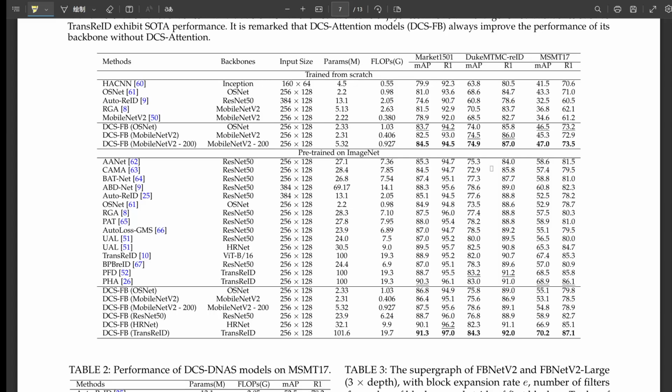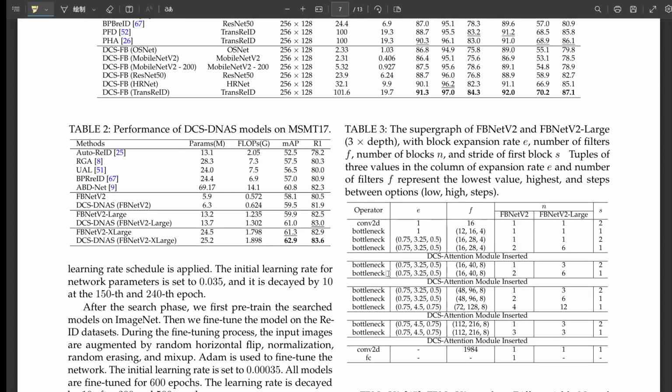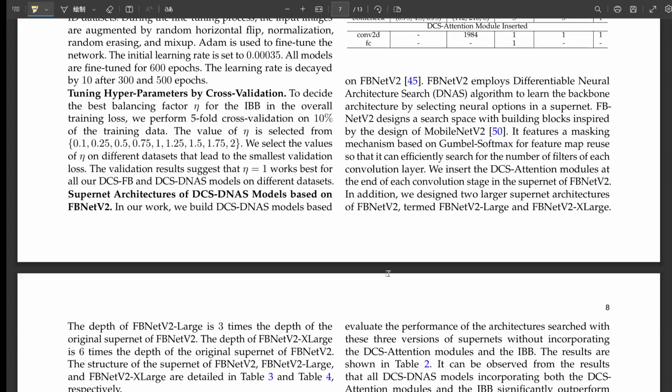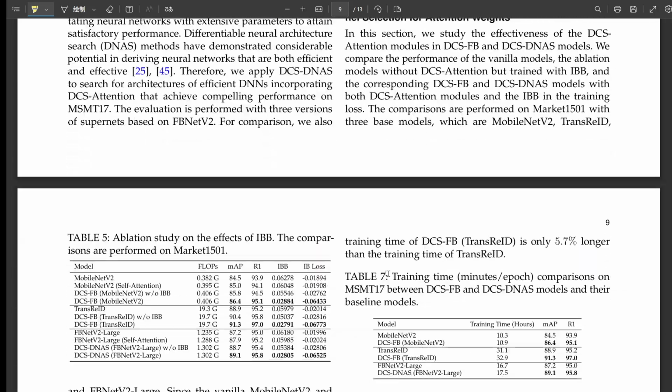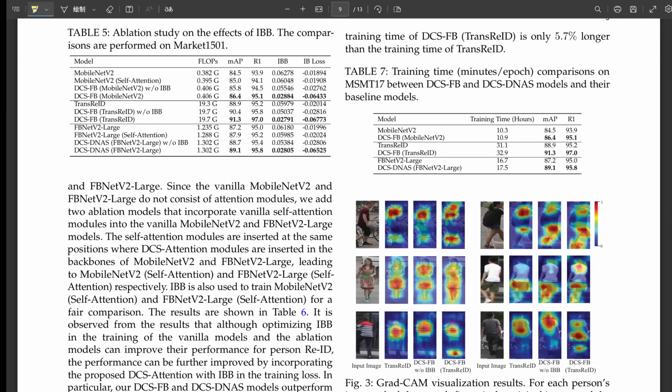Okay, let's try to wrap this up then. We've gone through DCS attention, this new way to do attention in person re-ID. The big innovation is the dynamic learned selection of feature channels, inspired by the information bottleneck principle. Right, inspired by IB, trying to keep only the truly useful info. And it works well whether you add it to existing networks, the DCS-FB approach, or learn it jointly with the network structure itself in DCS-DNAS.